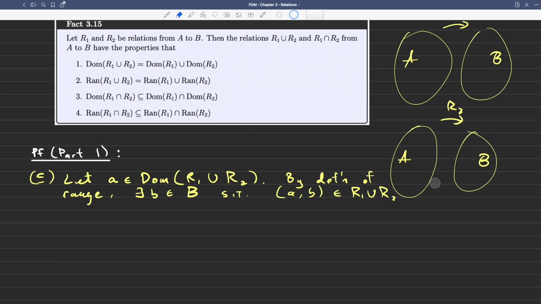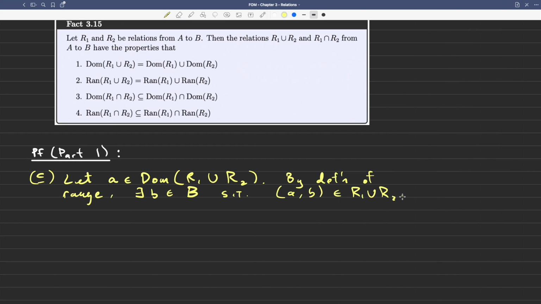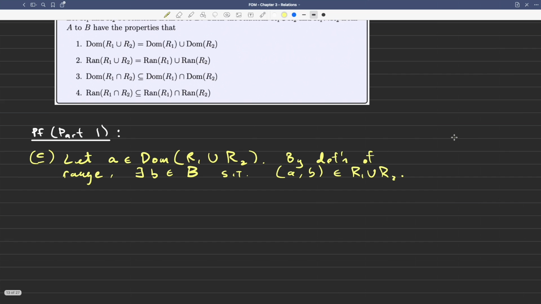I'll erase those bubbles that get in my way. Okay, so the next thing we could do is consider what it means for that ordered pair to be in that union. So a comma b in that union tells us that a comma b is in the first relation, or it could be in the second one. It could be in both, but all I know is that it's in one or the other. So we can consider those two possibilities in turn.